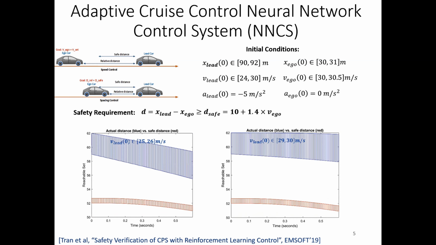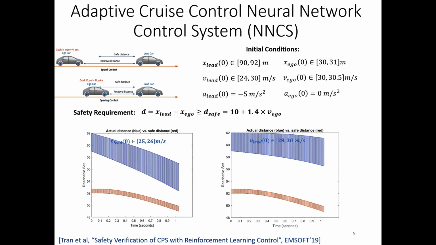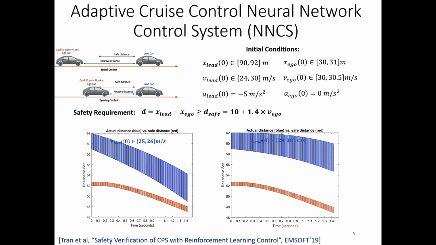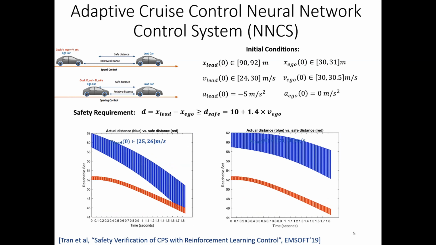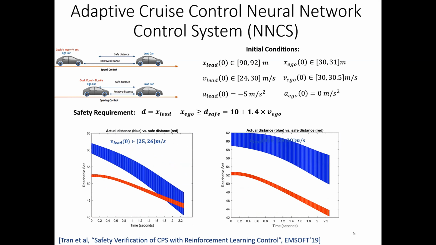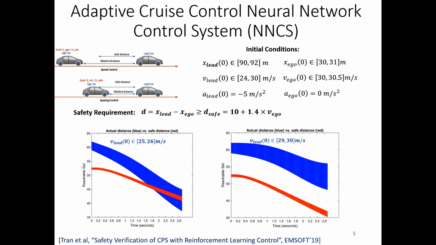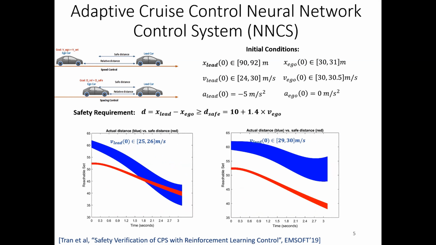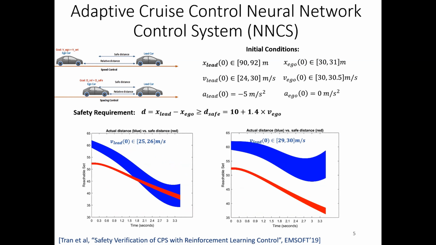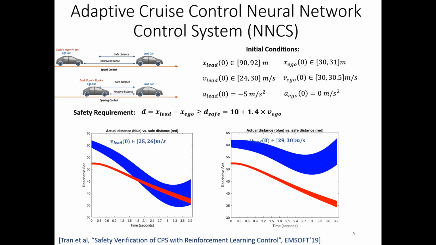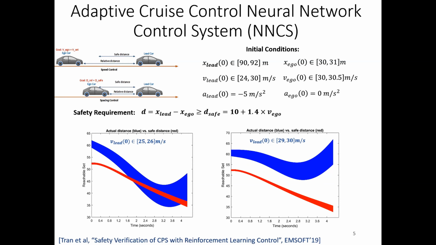For the first case, when the lead car moves a little bit slowly, there is a case where the actual distance is smaller than the safe distance. So in this case, the network is unsafe. However, when the lead car moves a little bit faster at the beginning, then the system is safe.